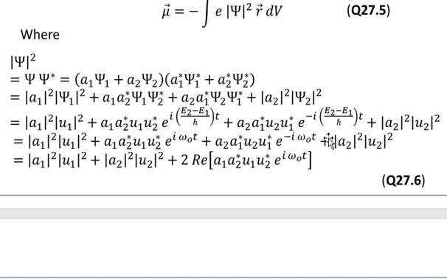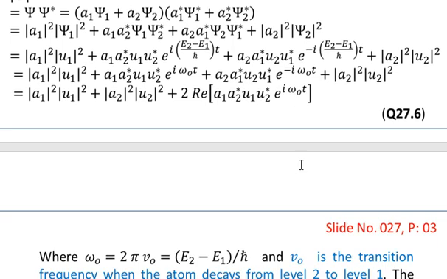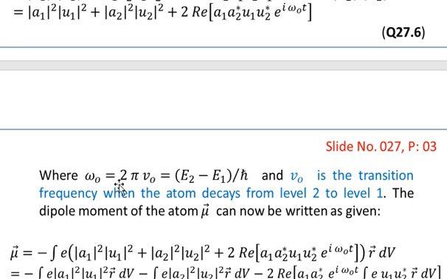Now we can rearrange the terms, and we get the last expression, which is mod a1 squared into mod u1 squared plus mod a2 squared into mod u2 squared plus 2 into the real part of a1 a2 star u1 and u2 star into e to the power iota omega naught t, where omega naught is equal to 2 pi nu naught, and that is equal to E2 minus E1 over h bar. And nu naught is the transition frequency when the atom decays from level 2 to level 1. The dipole moment of the atom mu can now be written as.